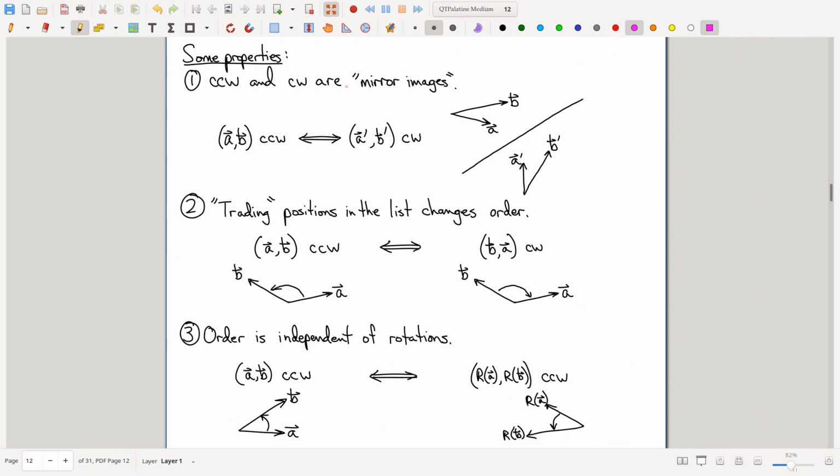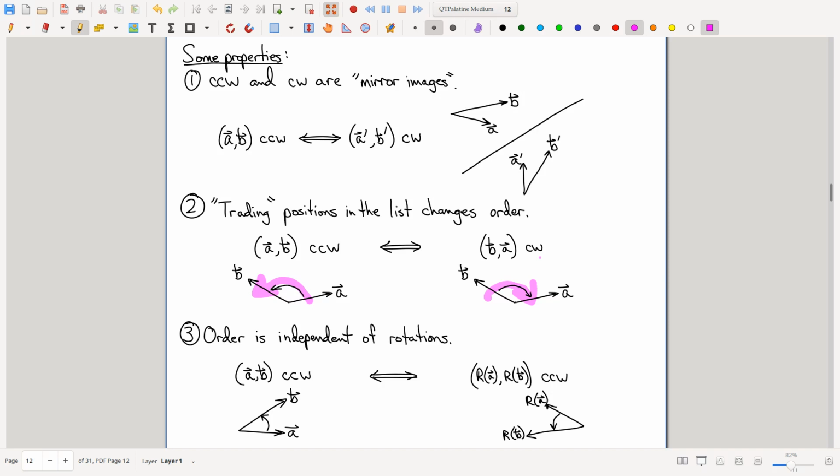Let's see here. Counterclockwise and clockwise are mirror images of each other. You look at a clock in a mirror, it's going the wrong way. If you switch the order of the vectors in the list, that will switch the orientation of the list. So A comma B is counterclockwise, those same vectors written B comma A become clockwise. This is not deep, right? This is just observations about these very familiar ideas.